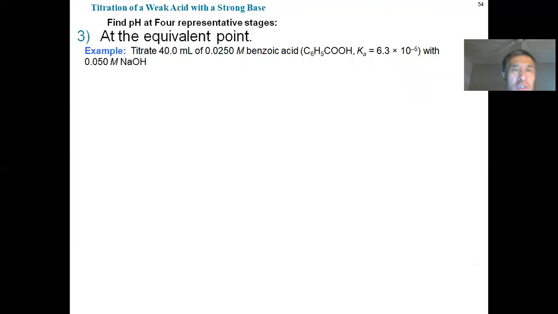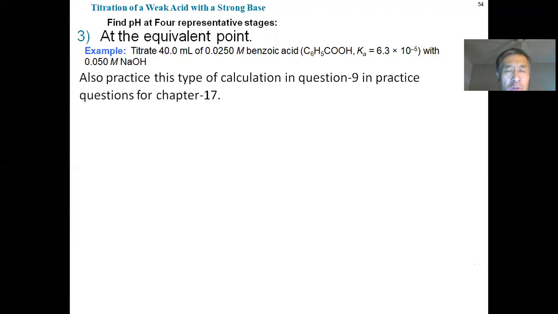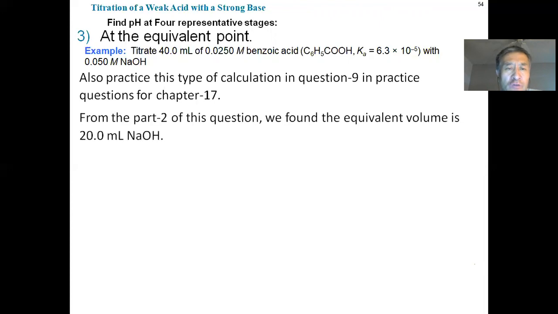Okay, so the third stage is at the equivalence point, and we still have the same titration example. You also practice this type of problem in the practice questions for Chapter 17, question number 9. From part 2 of this question, we found the equivalence volume is 20.00 milliliters of NaOH. So to do the calculation for the pH at the equivalence point, we also have to find out what is in the reaction mixture at this stage.